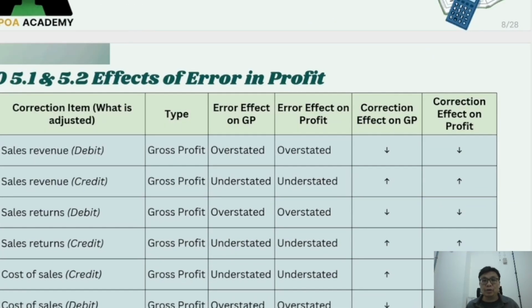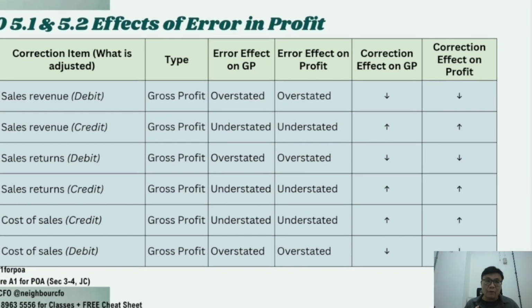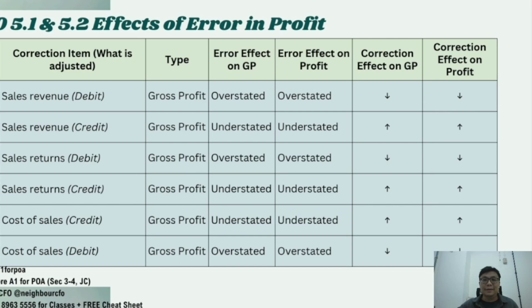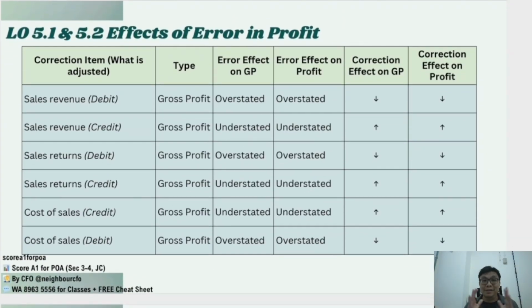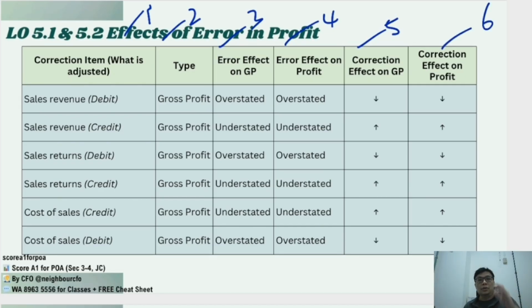The next one, as I mentioned earlier on, provides a very good snapshot of the effect. So let us now orientate ourselves as far as this table is concerned. All in all, there are 6 columns. In column 1, we have in total 3 accounts.